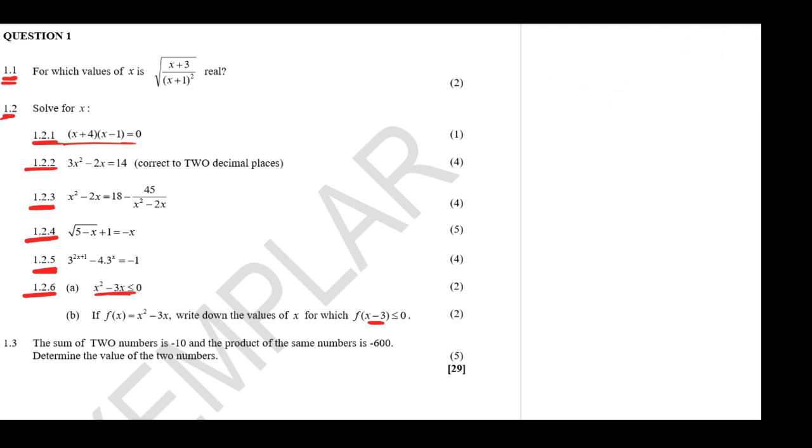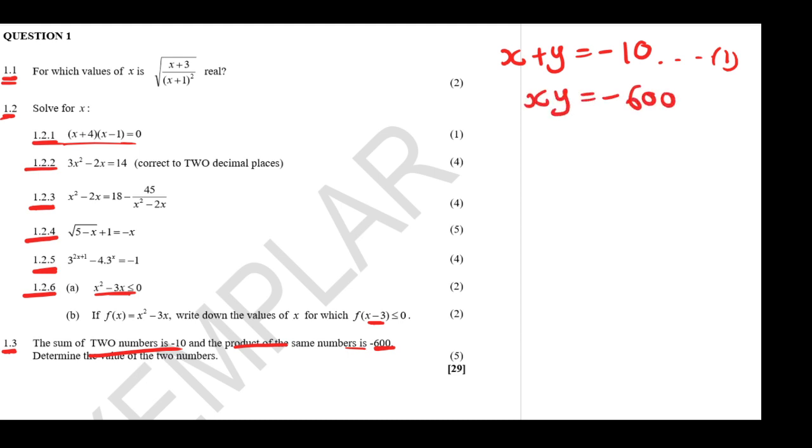1.3 now. We're almost done with the first question of this paper. 1.3, what are we given here? We are told that the sum of two numbers, we don't know these numbers, equals minus 10. So let's say these two numbers are x plus y, so it equals minus 10. That's the first thing we know. And then the product of the same numbers, meaning x and y, equals minus 600. So the product xy equals minus 600.